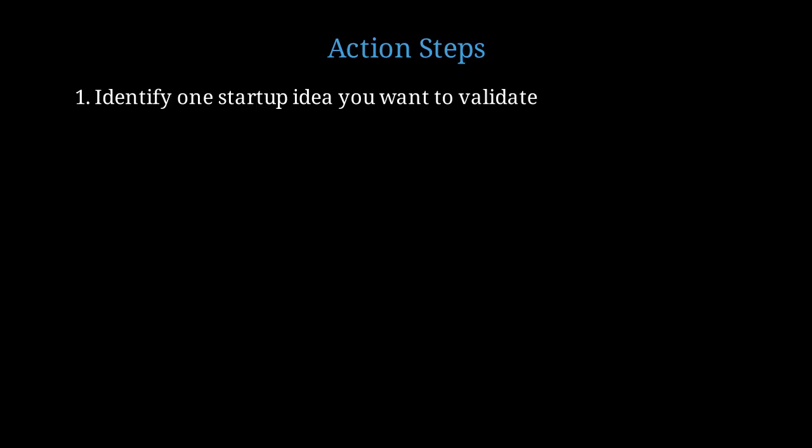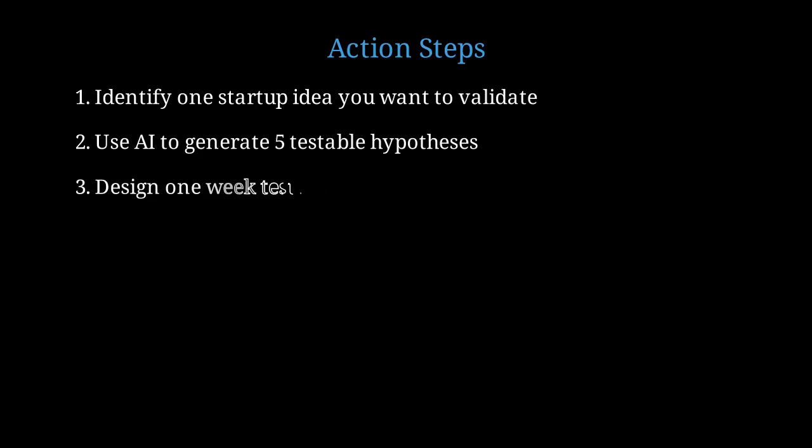Here are your concrete action steps to implement this framework starting tomorrow. Step 1. Identify 1 startup idea you want to validate. Write down the core problem, solution, and target customer. Step 2. Use a large language model to generate 5 specific, testable hypotheses from your idea. Rank them by confidence and feasibility. Step 3. Design a 1-week test for your top hypothesis. Define your metric, sample size, and pivot rule before starting.